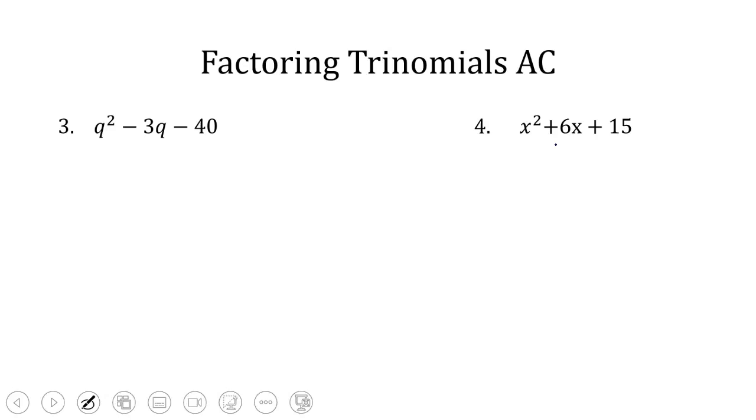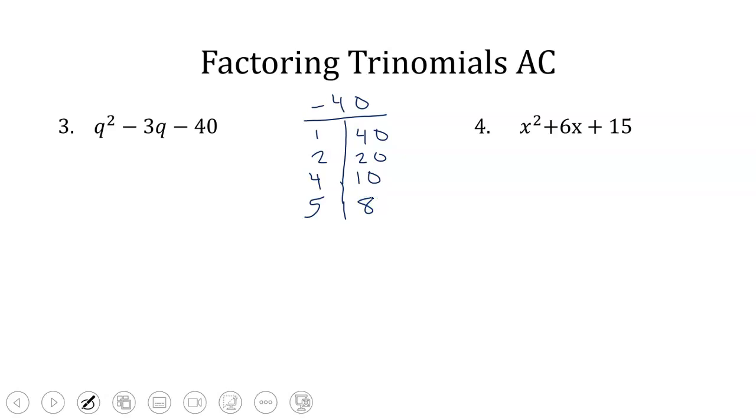All right, number 3. Do not get fooled because there's a Q. Just treat it like an X. Multiply the first and last. 1 times negative 40 is just negative 40. So write all your factors of 40. 1 times 40, 2 times 20. Can 3 go in? No. Can 4 go in? Yes. 4 times 10. Can 5? Yes. 5 times 8, 6, 7, and 8.